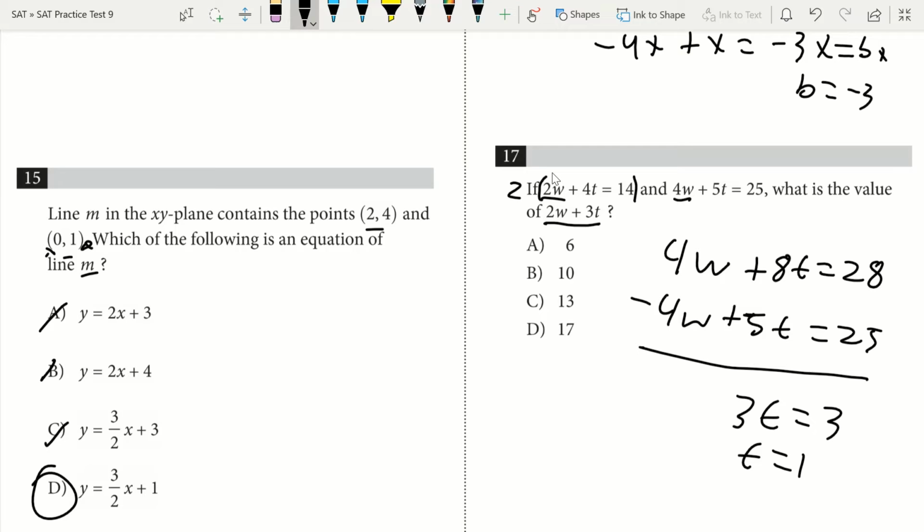Now that I know that t equals 1, I can go ahead and plug that into this equation I have here. So I plug in t equals 1, I get plus 4. I subtract 4 from each side, and I see I have 2w equals 10. Therefore, I divide each side by 2, and I get w will equal 5. Now I can go ahead and plug in 5 for w here. 5 for w times 2 will give me 10, and then I have 10 plus 3 times t, which we said is 1, and that is going to give us 10 plus 3, which will give us 13. Our answer there is going to be C.